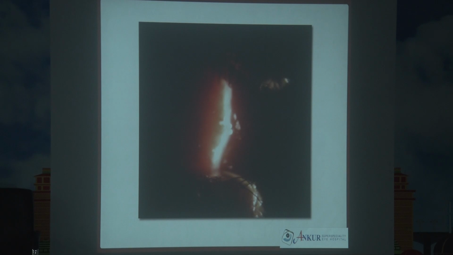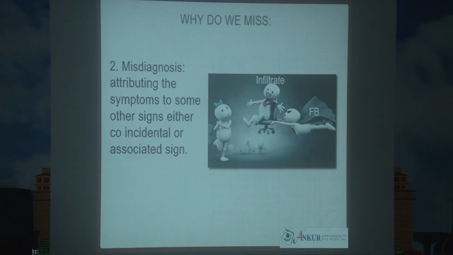So this is a direct illumination. You're directly focusing on that, nothing is seen. But when you do an indirect illumination, you're able to see some linear black thing in the subconjunctival space. It's more obvious here. So there was this foreign body sitting in the subconjunctival space. Now why did we miss this?